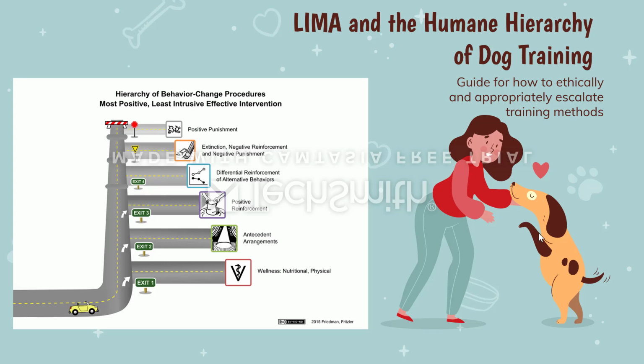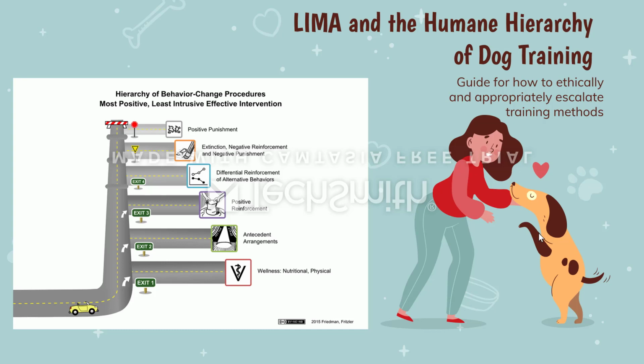The next exit is antecedent arrangements. What that means is basically setting the dog up for success in the environment. We want to make sure that we're not setting them up for failure by accident. We're going to talk about antecedents in another lecture called the ABCs of dog training: antecedents, behavior, consequences. So we'll go more into that. But the antecedent is basically what happens before the behavior occurs.